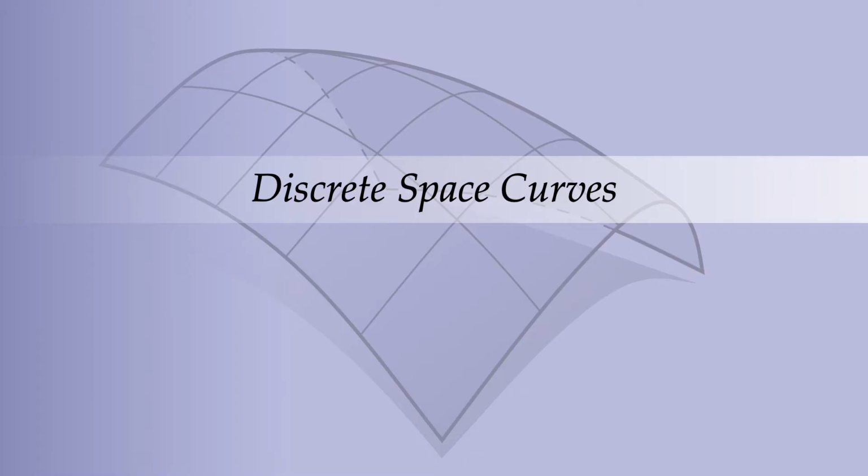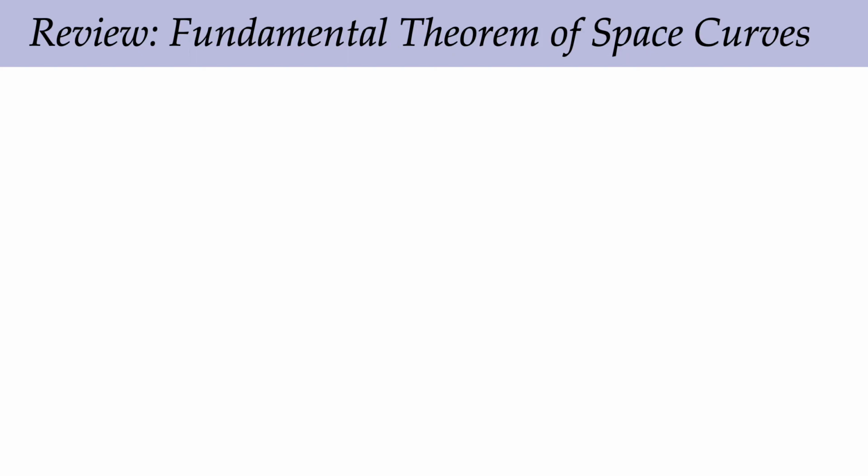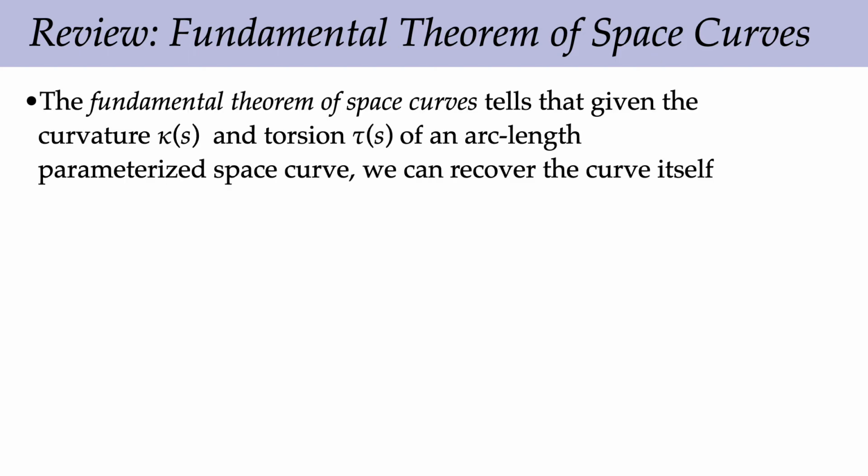Okay, so we've talked about discrete curves in the plane. Let's talk about some of the interesting things that happen when we go into three-dimensional space. And just to review, in the smooth setting, we had, again, a fundamental theorem for space curves, which says that given the curvature function, kappa of s, and also the torsion function, tau of s, of an arc length parameterized curve, we can recover the curve itself.